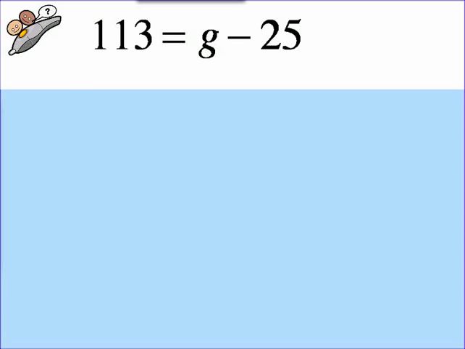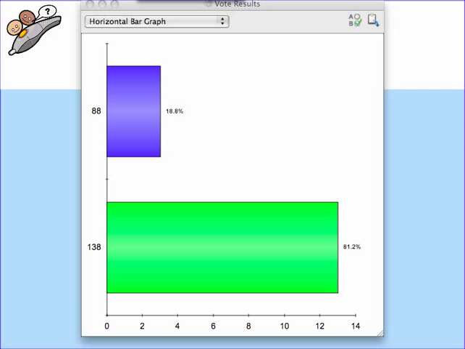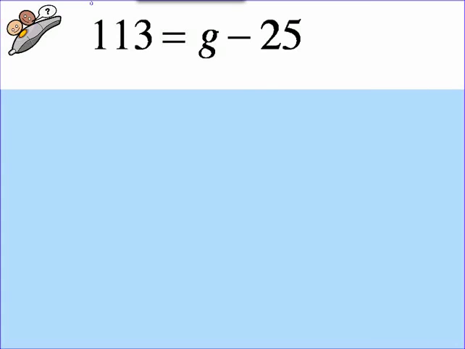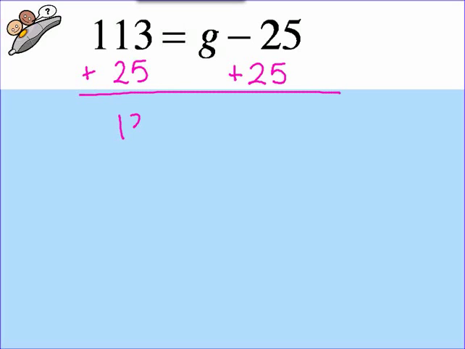Okay, so let's see what we got. And the answer is Yes. 138. Nice job. Now this is how we got it. Okay, remember, in order to solve this, what we're going to do is add 25 to both sides. So if I add 25, I end up getting on the left side 138. On the right side, the negative 25, positive 25 cancels, and I get G.